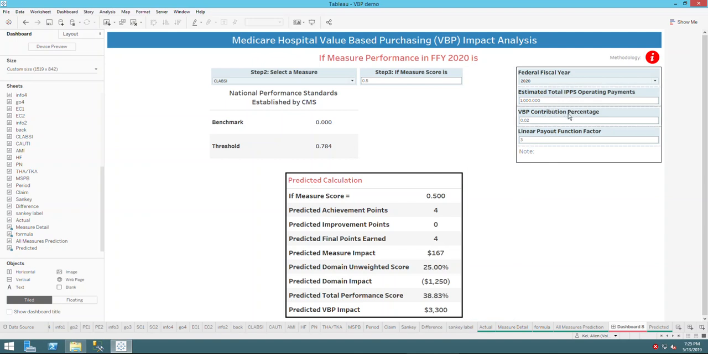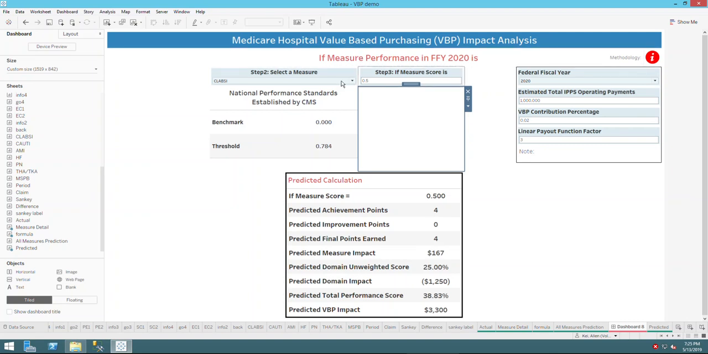You also have a VBP contribution percentage. This is publicly released, and it is about 2% in fiscal year 2020, FFY 2020. Then you will also have a linear payout function. You can find these two numbers on the CMS website, and they are fixed for all hospitals in this program.